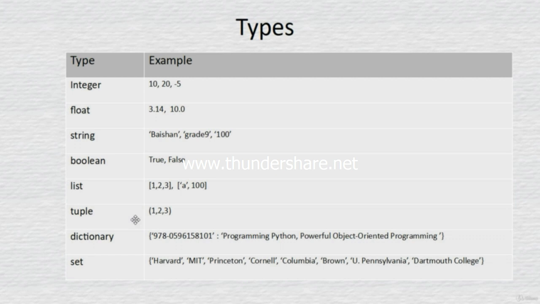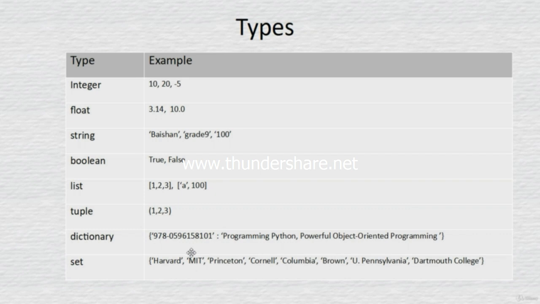The tuple is very similar to list. It is a collection with ordered items. You use these rounded brackets, or parentheses, to define a tuple. The difference between a tuple and a list is that a list is changeable, or mutable. So you can add items or remove items from a list. However, for a tuple, once it is defined, it cannot be changed.